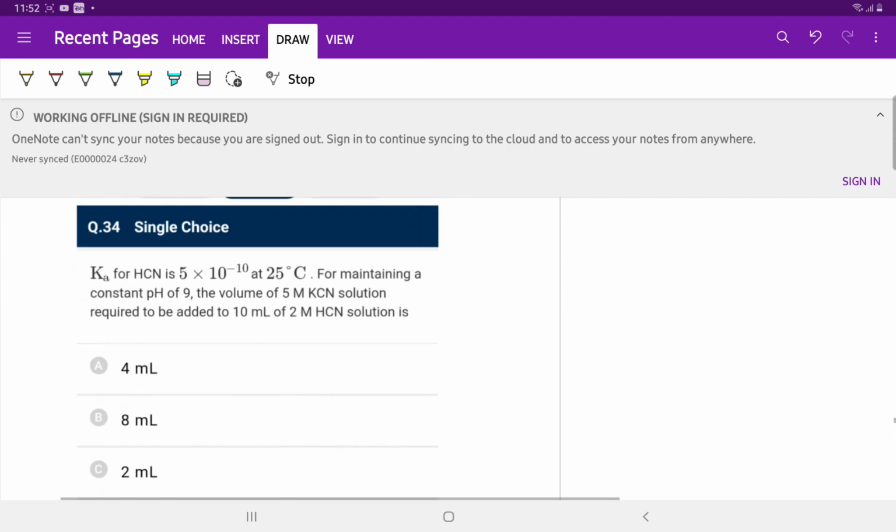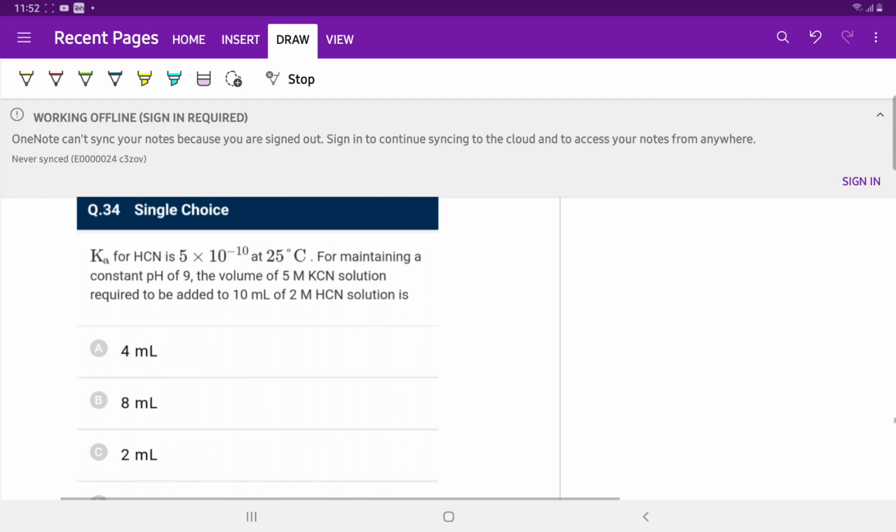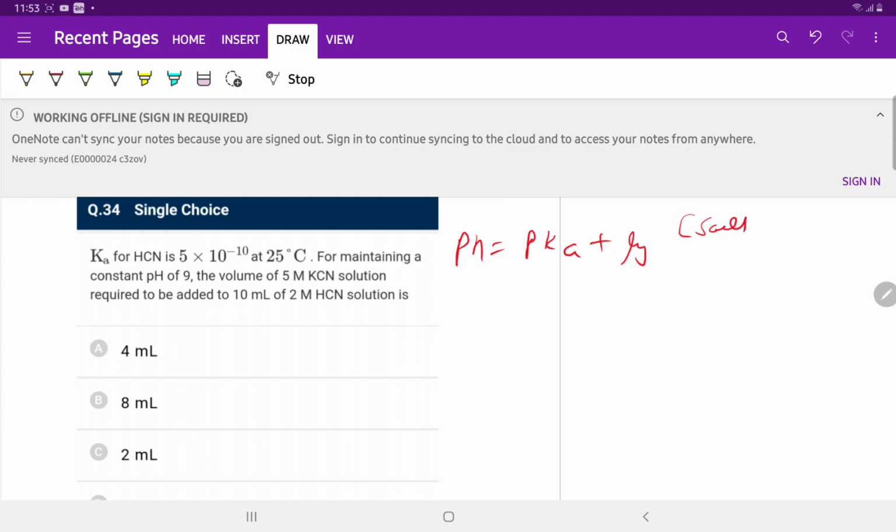Question number 34. Ka for HCN is this. For maintaining a constant pH of 9, the volume of 5 molar KCN solution required to be added to 10 ml of 2 molar HCN solution is. We use the Henderson equation: pH is equal to pKa plus log of concentration of salt upon concentration of acid.